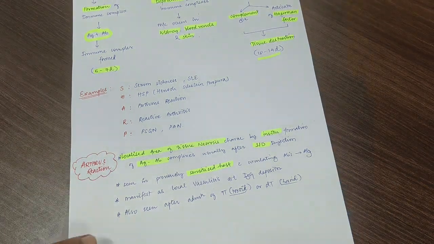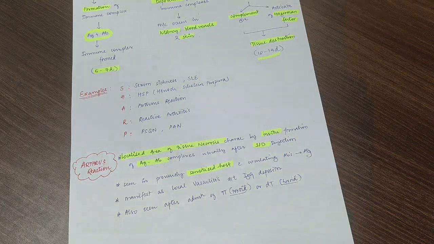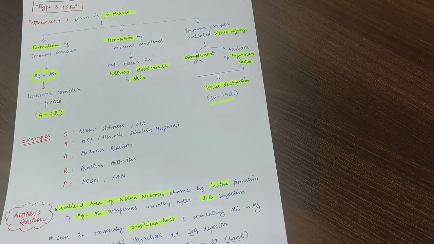How is it going to manifest? They are going to have local vasculitis due to IgG deposition there. It is also seen in case of administration of tetanus toxoid and diphtheria toxoid. After that you are going to see the Arthus reaction.